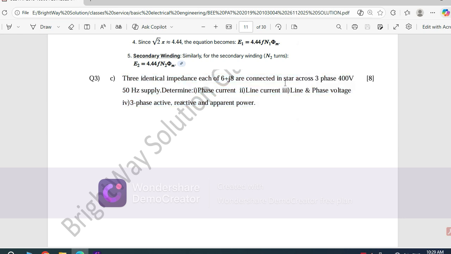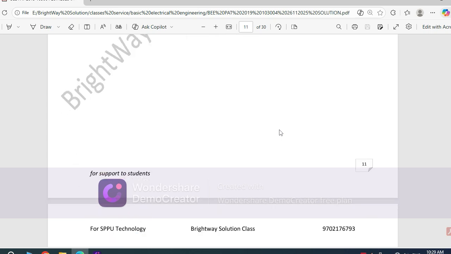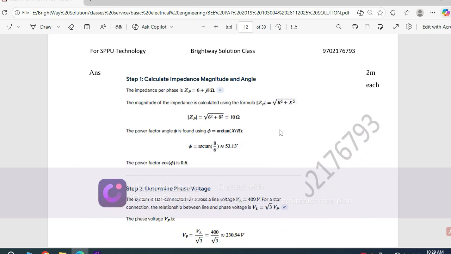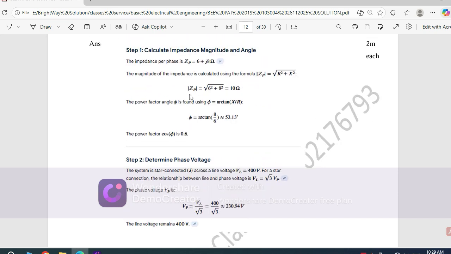Here it is giving the network as star connected. So this is very important, and it is balanced, so it becomes very simple. Next, how you solve it. In the first step, you calculate the impedance magnitude and angle. You get the impedance value of 10 ohm. Here on the screen you get the value.